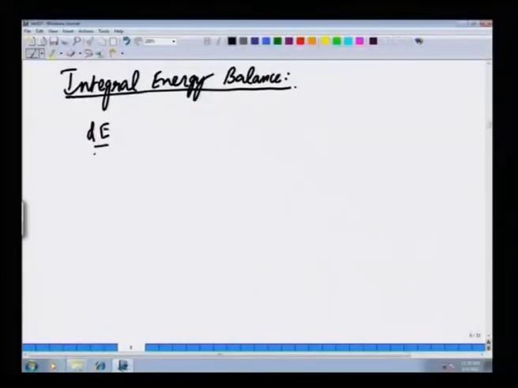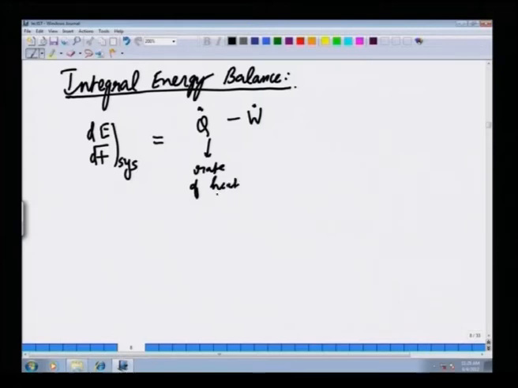Okay. So, the integral energy balance is a statement of the first law of thermodynamics applied to a continuously flowing system, and that merely says that the rate of change of the total energy of the system is equal to the rate at which heat is transferred to the system minus the rate at which work is done by the system. The dot above Q and W refer to the rate of heat transfer.